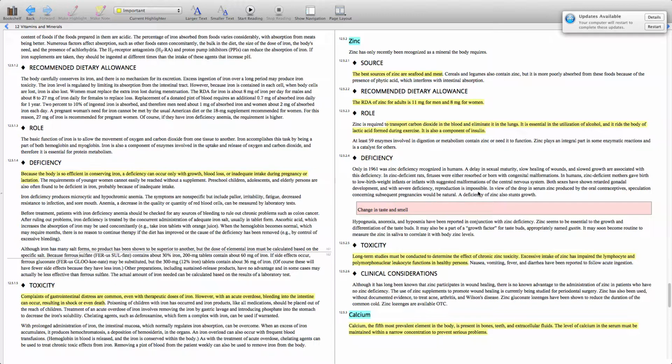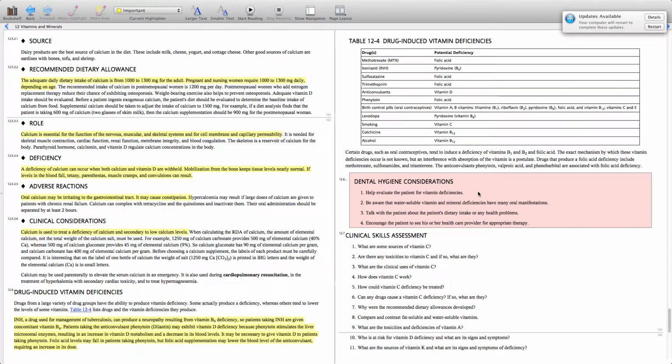Calcium, the fifth most prevalent element in the body, is present in bones, teeth, extracellular fluids. The level of calcium in the serum must be maintained within a narrow concentration to prevent serious problems. And there's the recommended amount of calcium. Calcium is essential for the function of the nervous, muscular, and skeletal systems, and for cell membrane and capillary permeability.